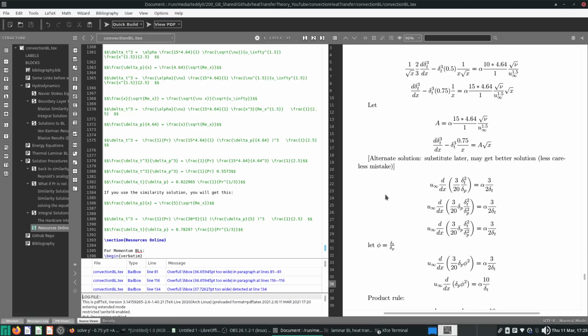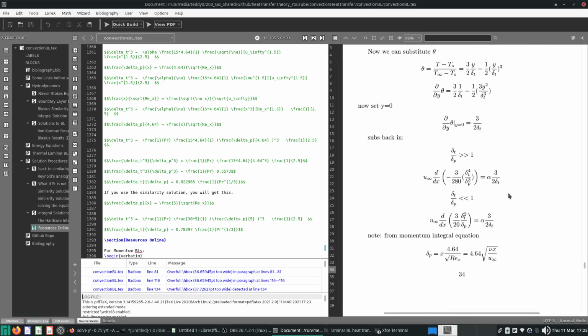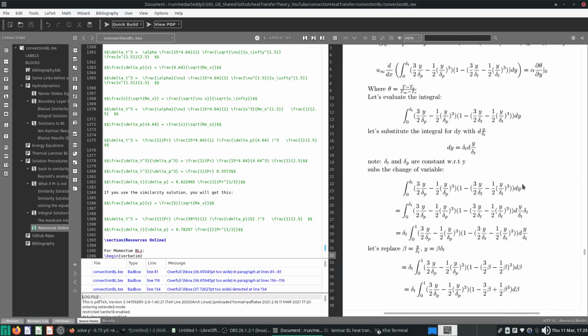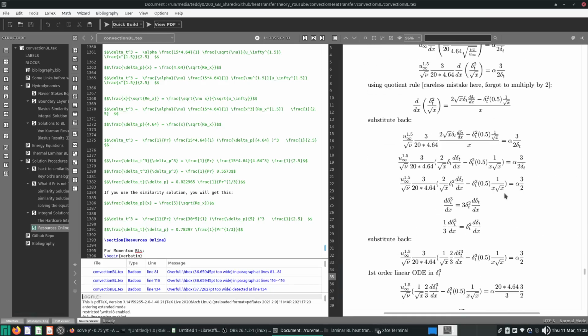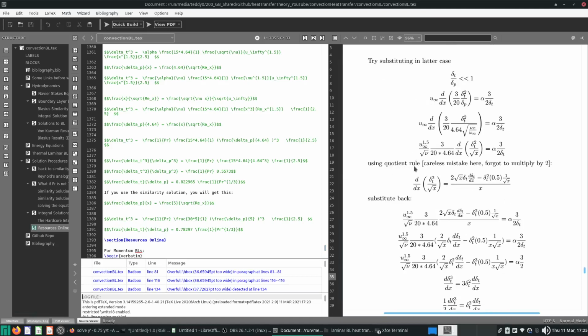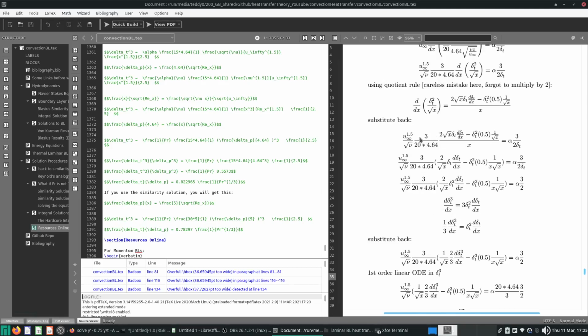Before I continue, I just want to make some corrections to the last video. There are two careless mistakes. I think one of them was over here. When I was using the quotient rule, I forgot to multiply the front by 2. So I amended this LaTeX document such that the factor of 2 is multiplied to the front.